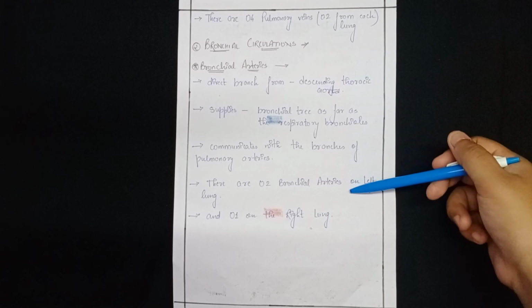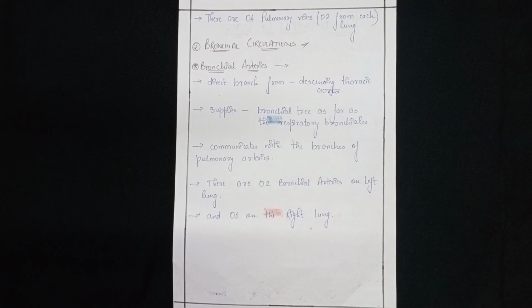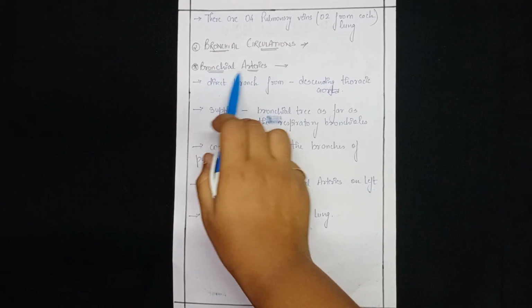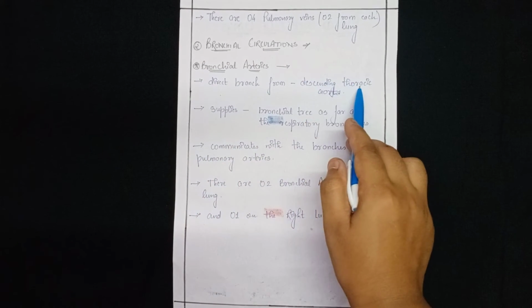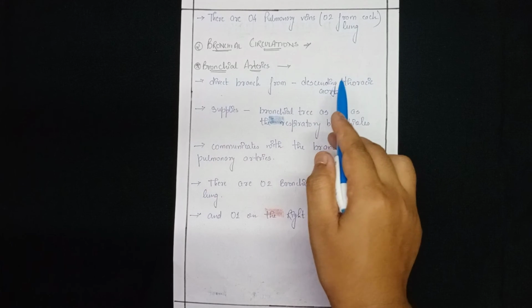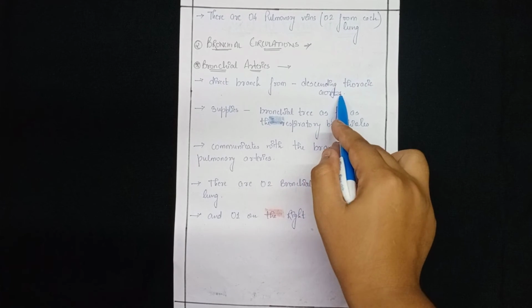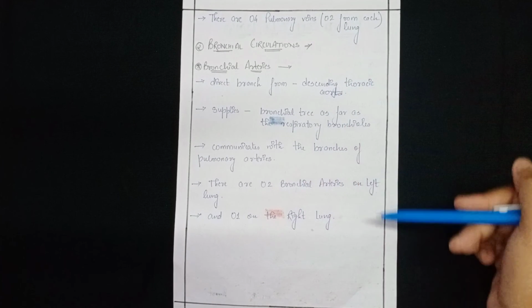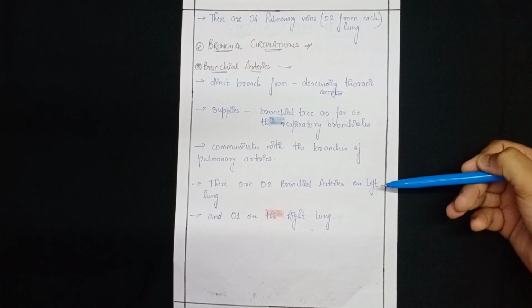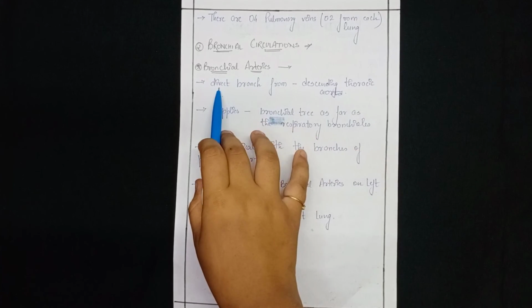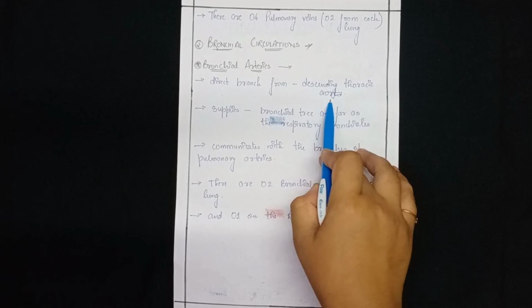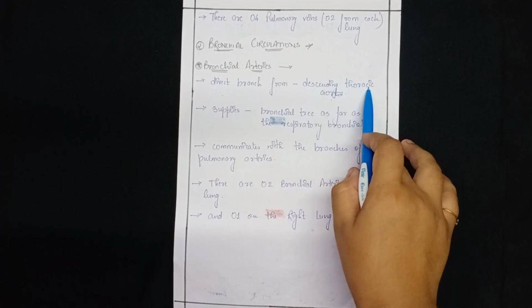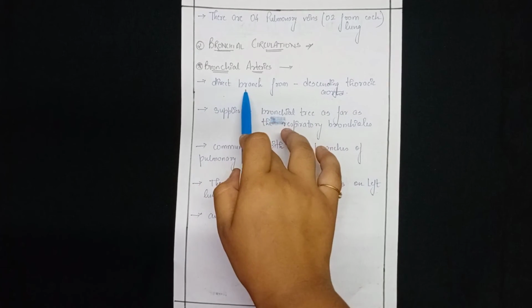Again, we will go through the notes and then we will go to the diagram. Now, the first thing is bronchial arteries are the direct branch from the descending thoracic aorta. I will show a diagram representation of this. Do not get confused. Just see the notes right now. Please keep the notes in your mind and then we will go through the diagram. So, direct branch from the descending thoracic aorta. So, what they are saying here is from the descending thoracic aorta, we get a direct branch which is the bronchial arteries.